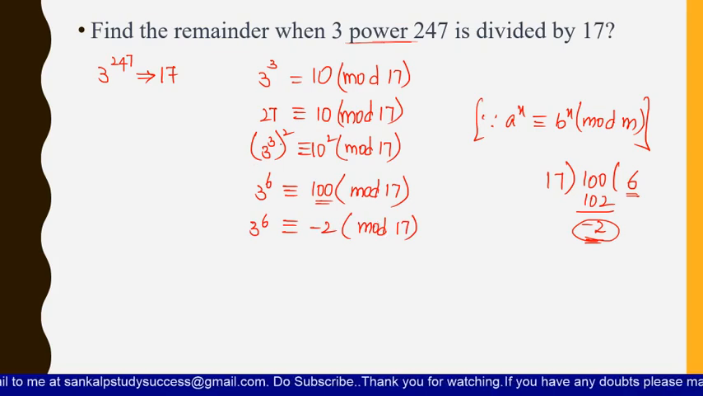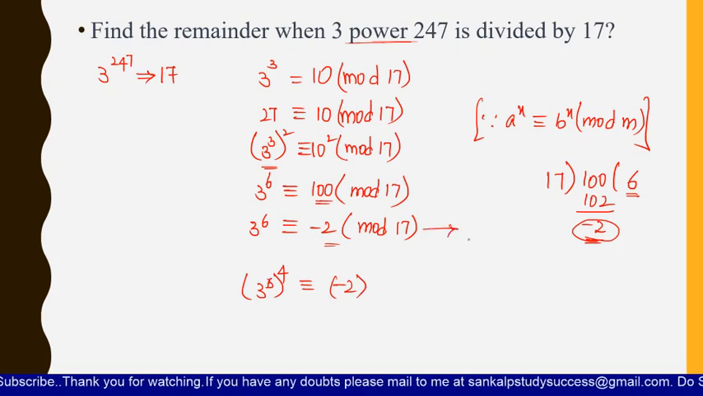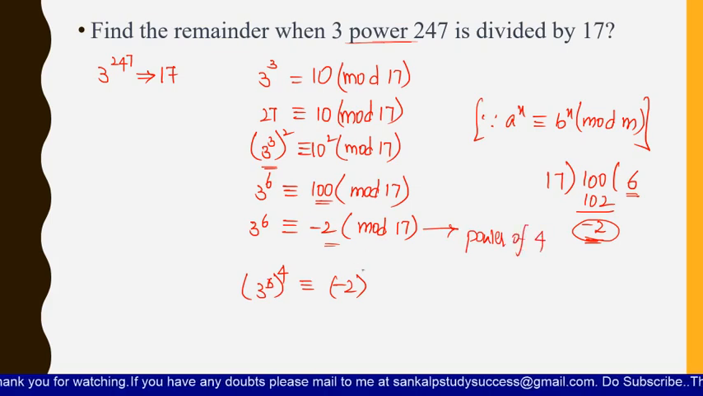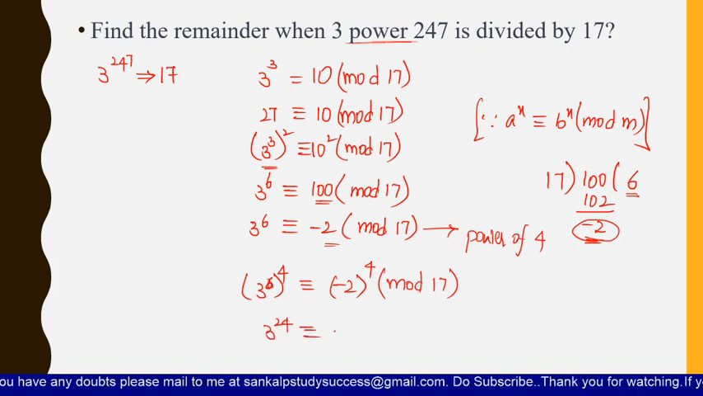Now if you square these numbers, then you get minus 2 mod 17. Now if you take it to the power of 4, that means what? 3 cube whole to the power of 4. Then this equation you are raising to the power of 4. So now minus 2 to the power of 4 mod 17. So here it becomes 3 power 6 whole power 4. That means 6 into 4 is 24. So 3 to the power of 24.